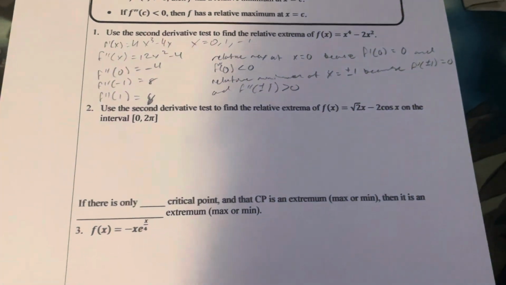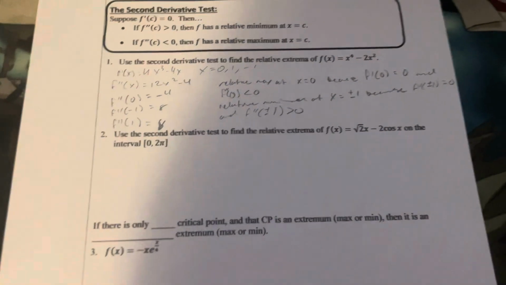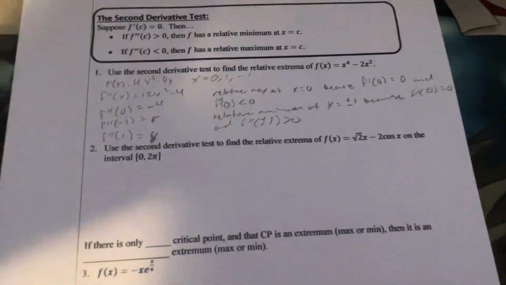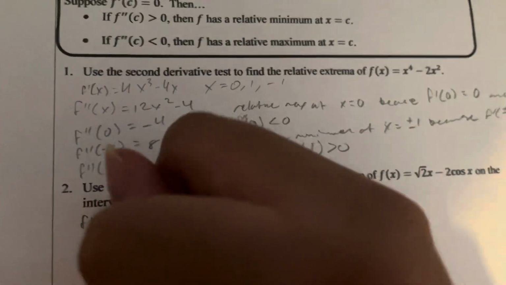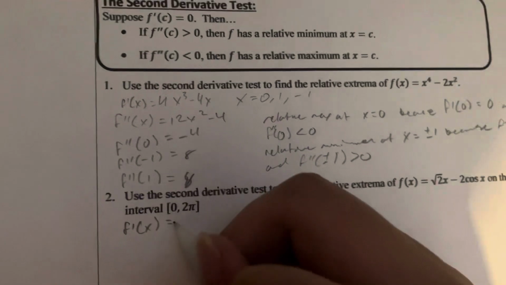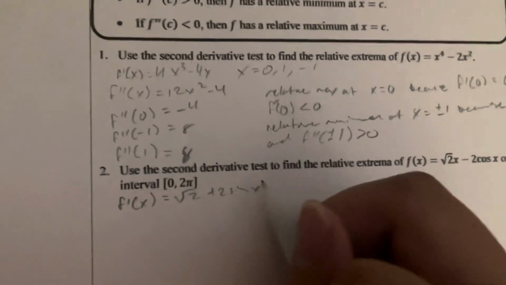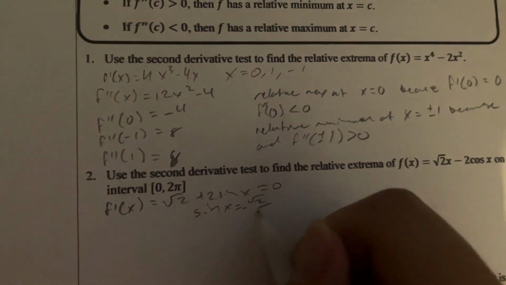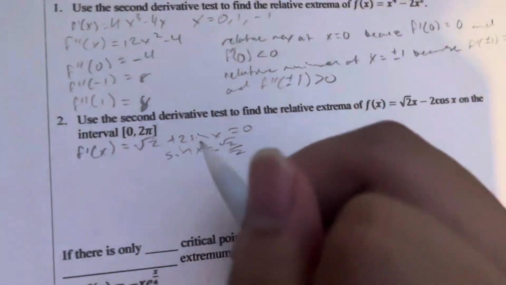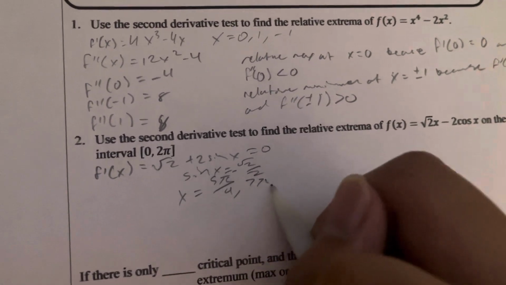Number 2. Use the second derivative test to find the relative extrema of f of x equals the square root of 2 times x minus 2 times cosine of x on the interval 0 to 2 pi. First, we have to find the first derivative. So the first derivative is f prime of x equals root 2 plus 2 sine of x. Then we set this equal to 0, and we'll find that sine of x equals negative root 2 over 2. Then x equals 5 pi over 4 and 7 pi over 4.